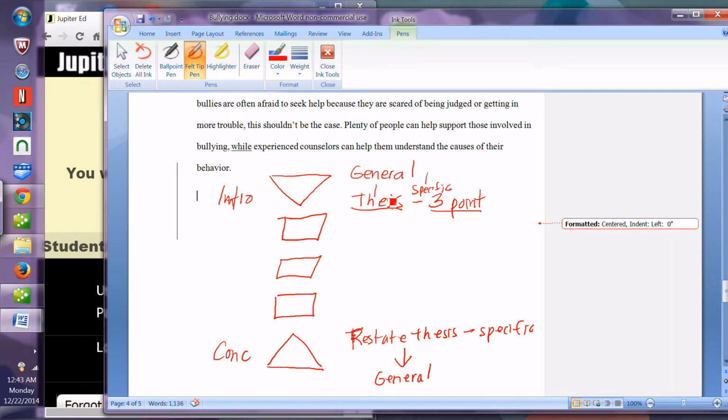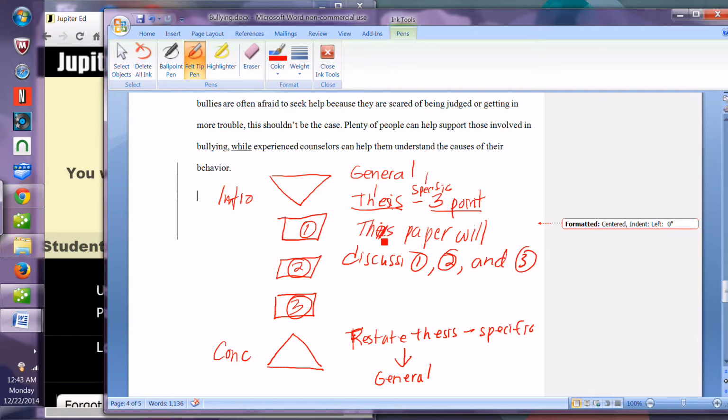So your thesis is going to basically say, our first paragraph is going to be about this, our second paragraph is going to be about this, and our third paragraph is going to be about this. And an easy way to think about writing your thesis is just to start with this basic guideline. This paper will discuss 1, which is that, 2, which is that, and 3. And that is basically a thesis statement, and it's just giving your reader information about what they're getting ready to read.